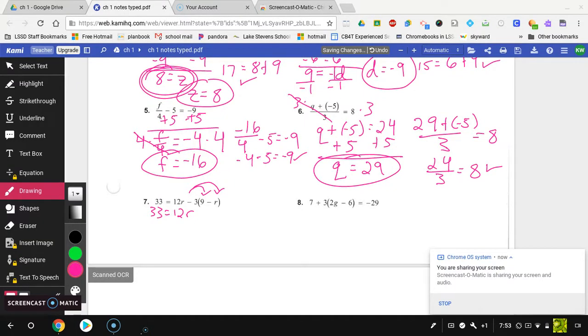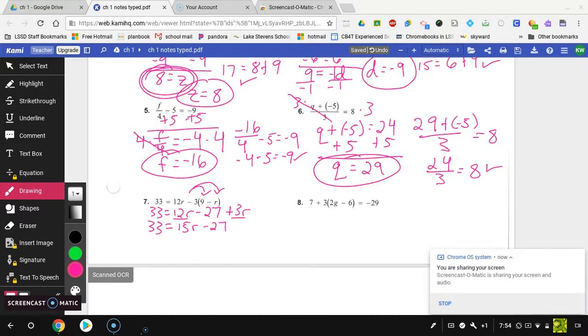But now I need to distribute the negative 3 times the 9. So negative 3 times 9 is a negative 27. And then I need to multiply the negative 3 times the negative r, which will give me a positive 3r. A negative times a negative is a positive. From this point, I have some like terms that I'm able to combine. 12r and 3r are like terms. They both have r's on them, so I'm going to add them together. So I have 33 is equal to 12r plus 3r is 15r, and I still have minus 27.